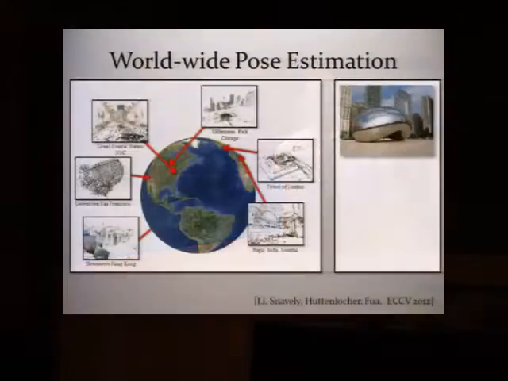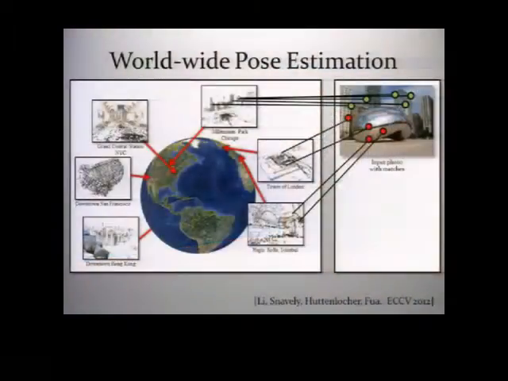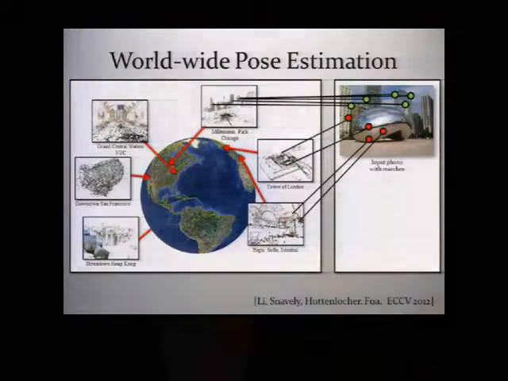We take a new photo. You may recognize this as taken in Chicago, the famous bean. We extract features from this image, match them into this humongous database of 3D points. A lot of those matches are right. Many of them are wrong.